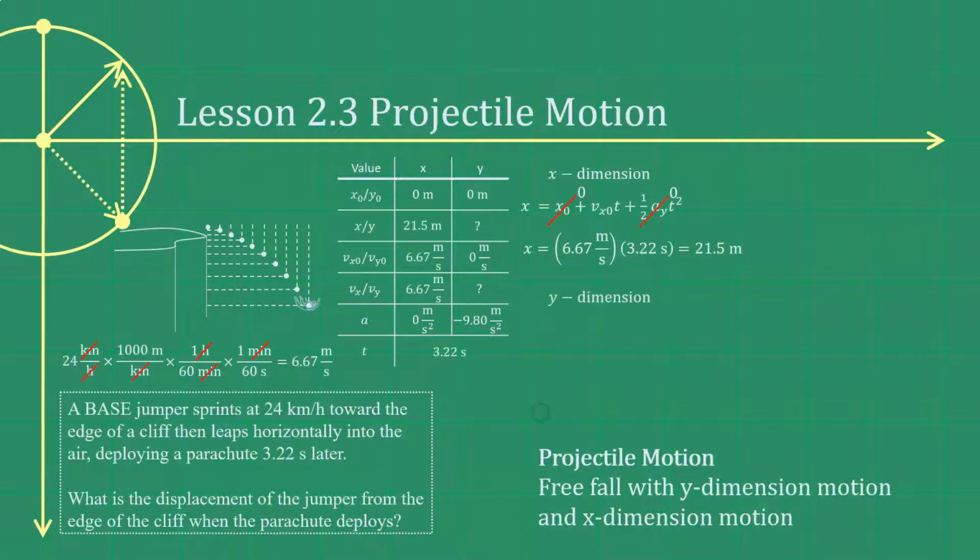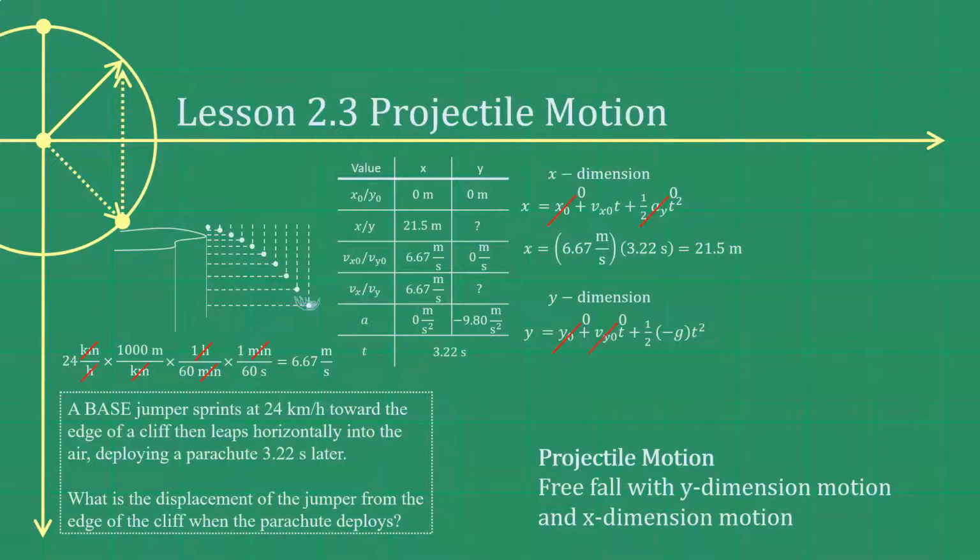What about the y dimension? A little more complicated, but certainly not hard. This is the equation. Is there anything that's 0? Well, my initial position and my initial velocity are both 0.